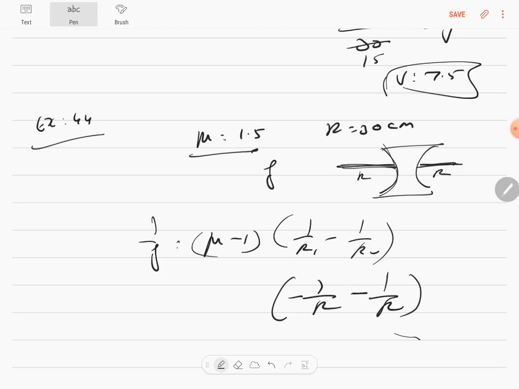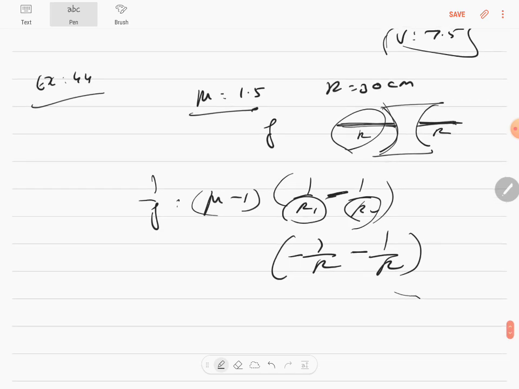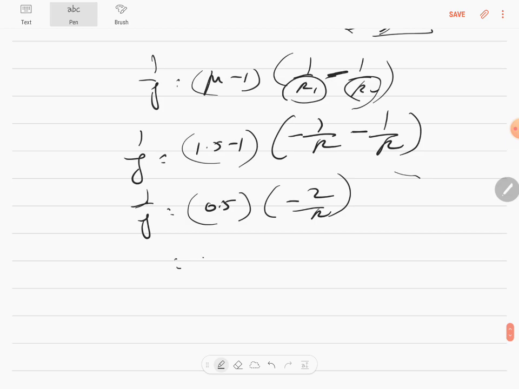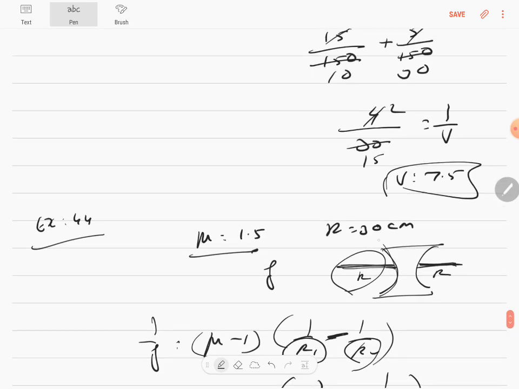Because this R1 is negative and this R2 is R, which is positive, this negative stays as it is. 1 by f is equal to mu minus 1, which is 1.5 minus 1. So 1 by f is equal to 0.5 into minus 2 by R, correct? R itself has been given to be 30.